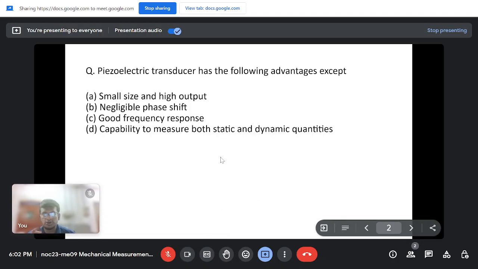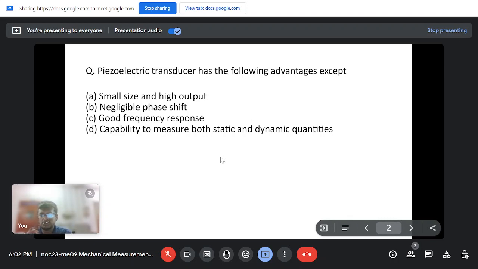So the first one is: a piezoelectric transducer has the following advantages except. A piezoelectric transducer is a crystal where if you apply force you get an electrical voltage or electrical signal, and if you give an electric signal you get displacement. The crystal will deform. So that's the piezoelectric transducer. Which of the four options is not an advantage?